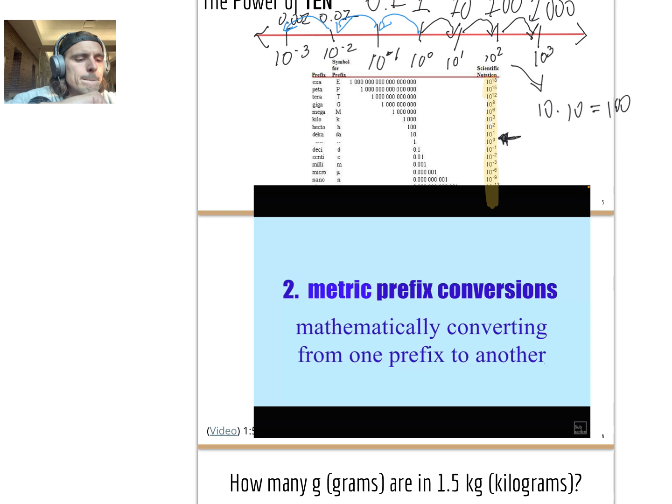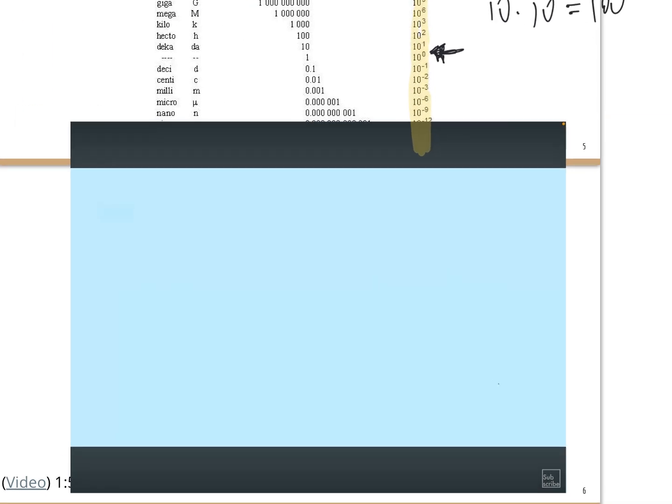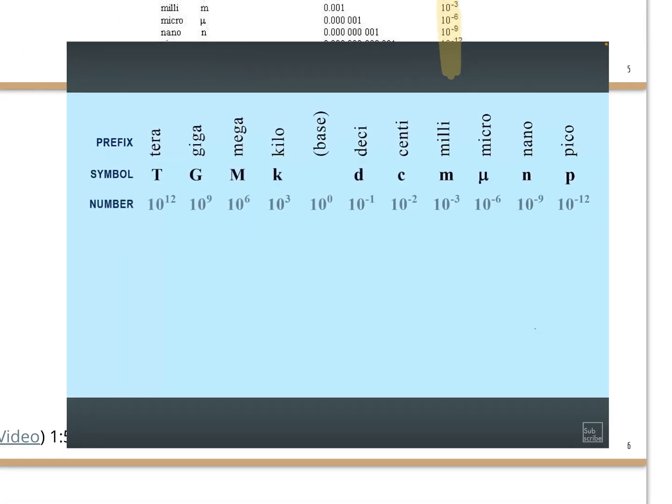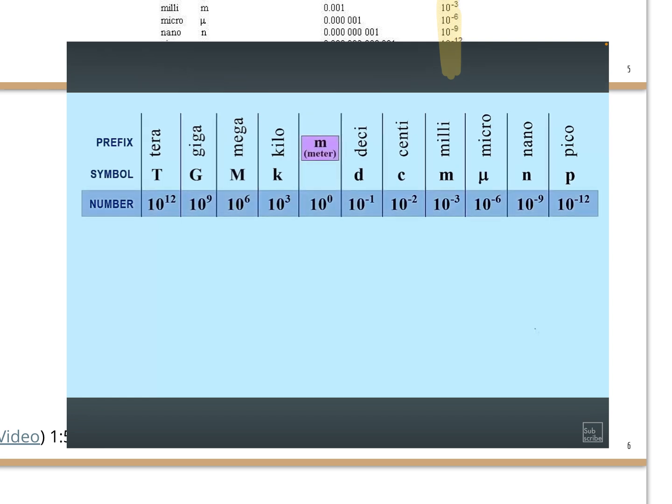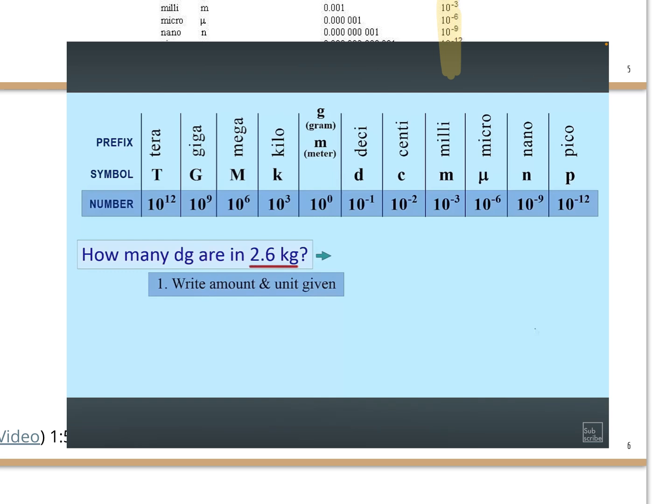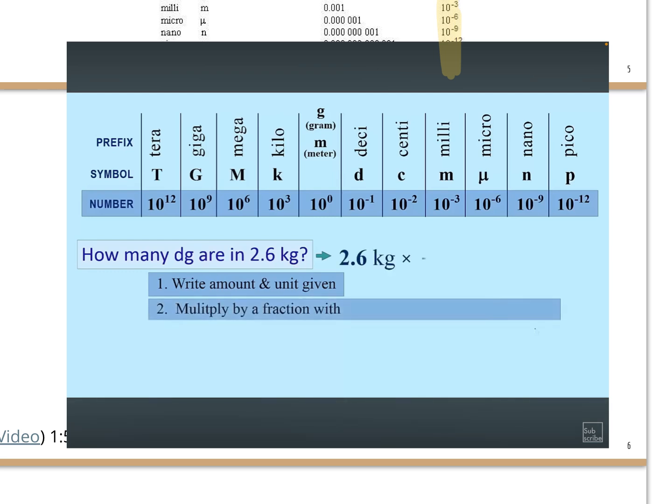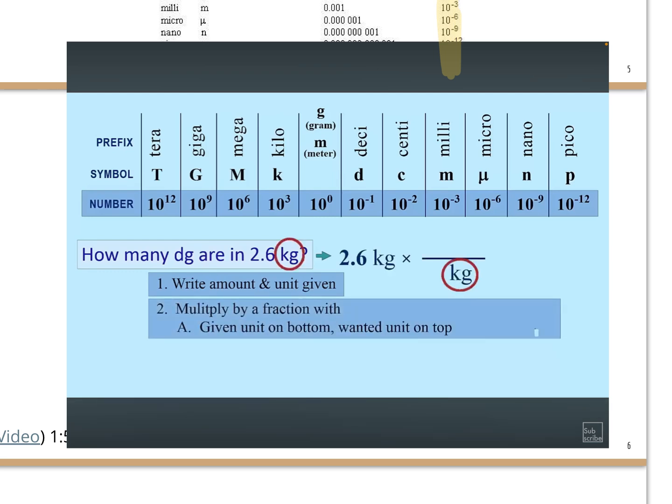To gain an easier perspective, let's put everything in a horizontal table. And we will begin with meters and grams for our base units. This table allows for an easy view of each exponent, which we will need in the conversions. For example, how many decigrams are in 2.6 kilograms? We will use a specific algorithm that uses the dimensional analysis setup as follows. First step, write amount and unit given in the problem, then multiply by a fraction with the unit given on bottom and unit wanted on top.